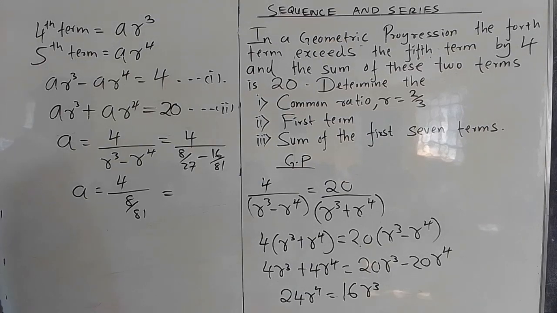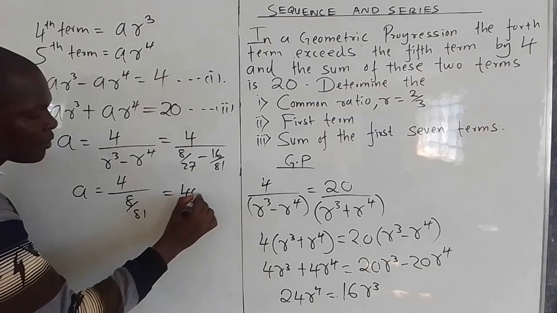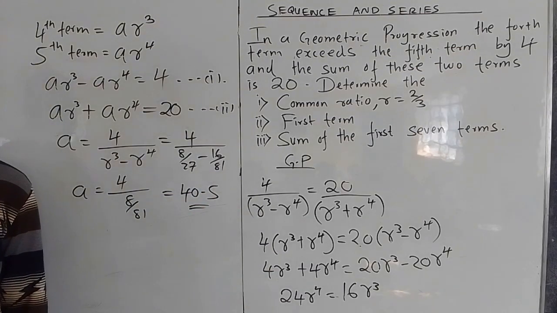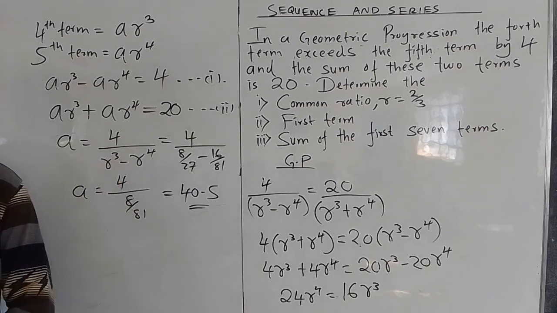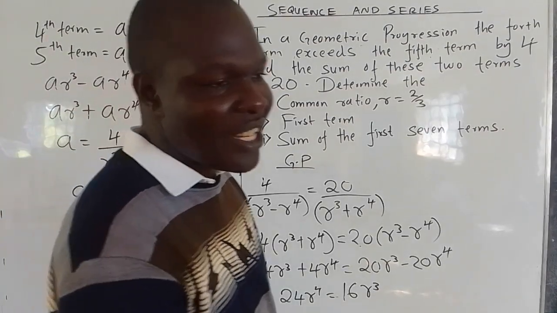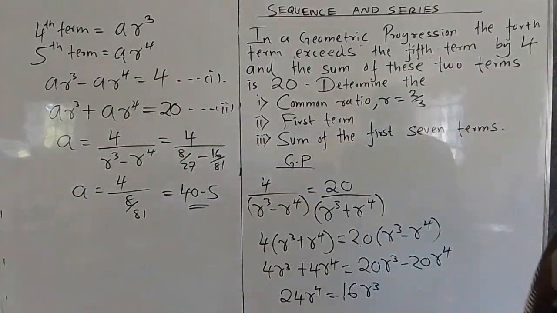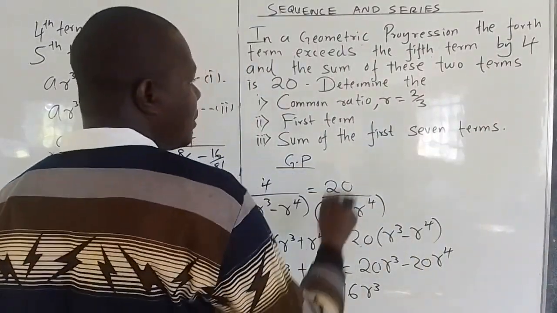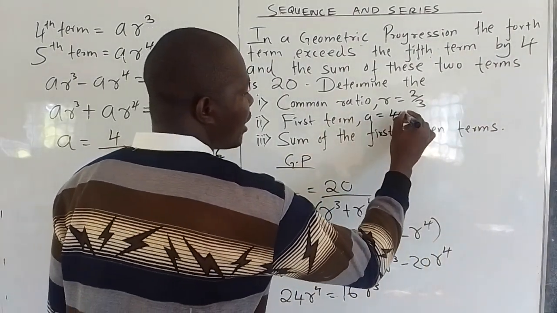81 over 2, isn't it? 40.5. Are we together? It is 4 divided by 8 over 81. It's like 4 times the reciprocal of that, isn't it? 4 times 81 over 8. So you get 81 over 2, 40.5. And you would have found the first term A to be 40.5.